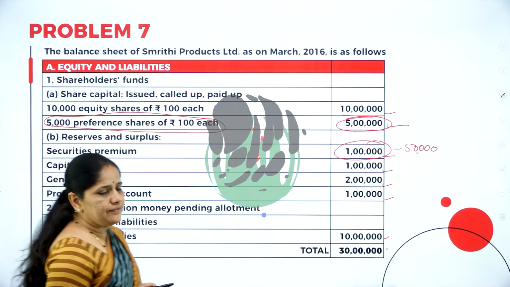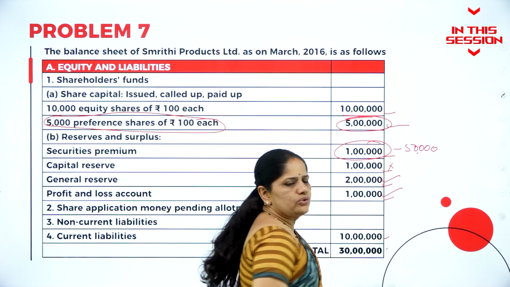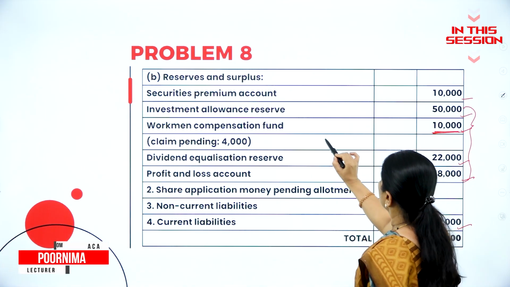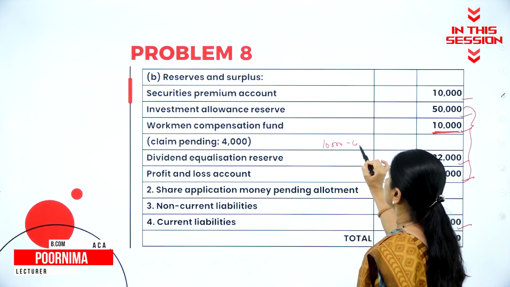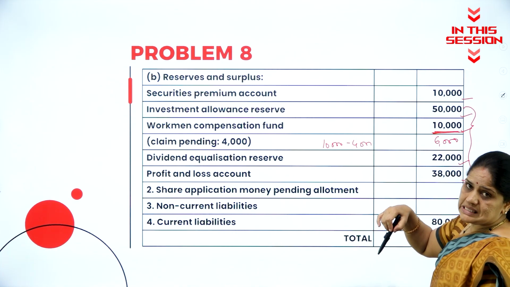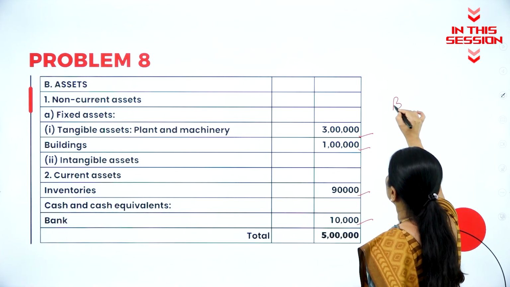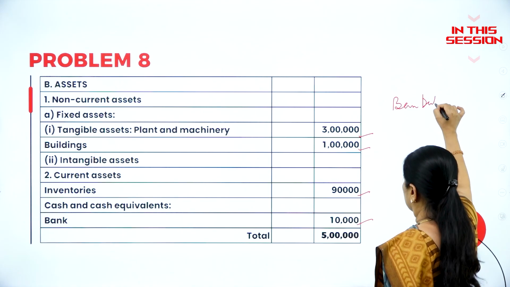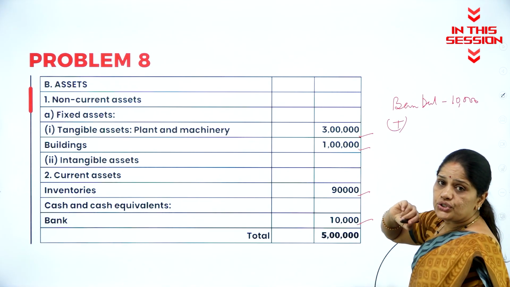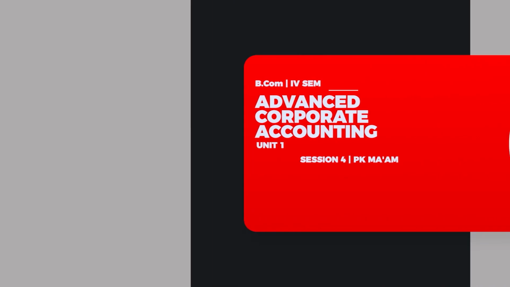This capital reserve, we cannot use it for redemption, but these two amounts we can use for redemption. Out of this, there is a claim of 4,000. So 10,000 minus 4,000, 6,000 we can make use of in this workman compensation account. We need, what is the fund here in the bank loan? Bank balance, it is 10,000. So add issue of equity shares, how much you have collected? 40,000.